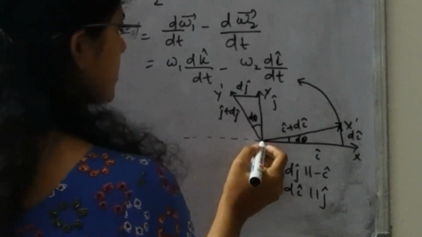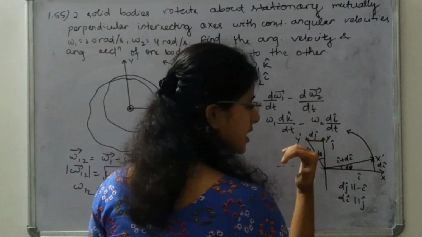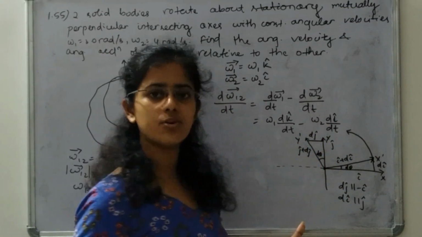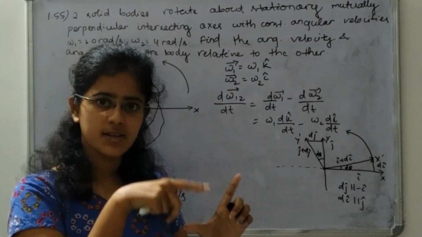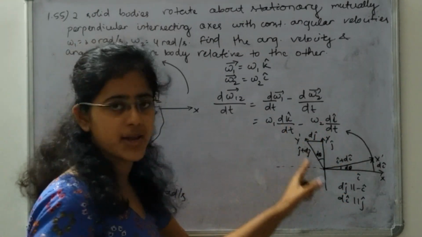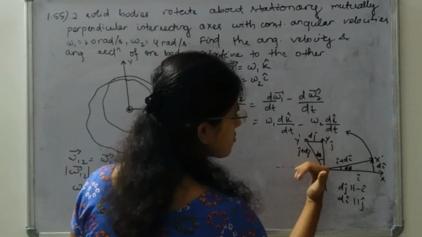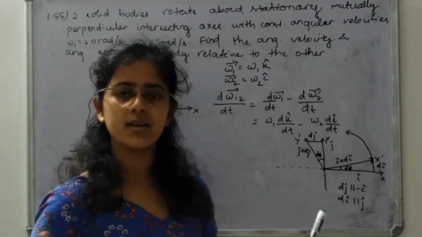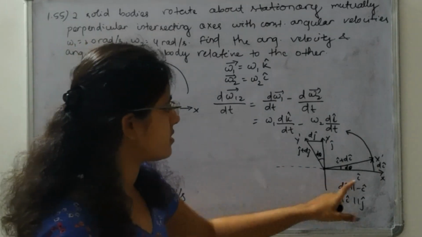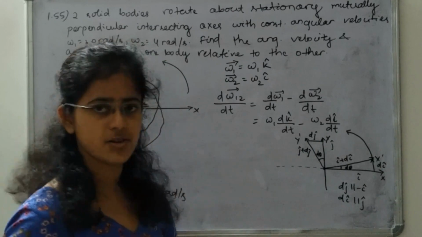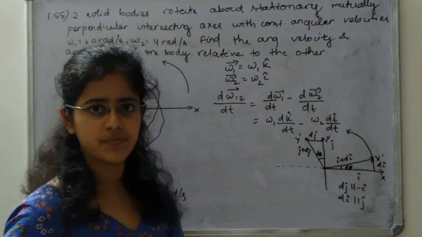If you consider the z axis direction, we know that this is moving along the z axis. That means there will be no displacement along the z axis. It is moving in the xy plane but along the z axis. There will be no shifting of the z axis in dt time. Only the shifting of the x axis and y axis occurs. So this is the di cap vector, this is the dj cap vector.